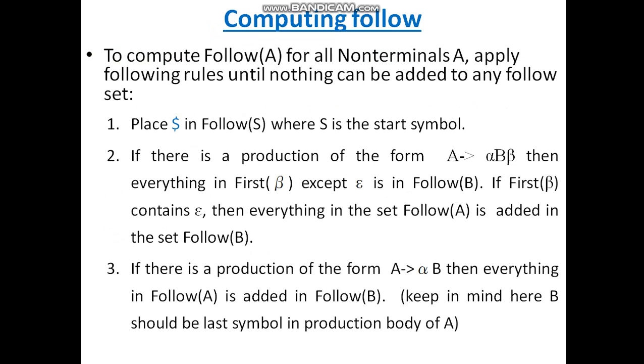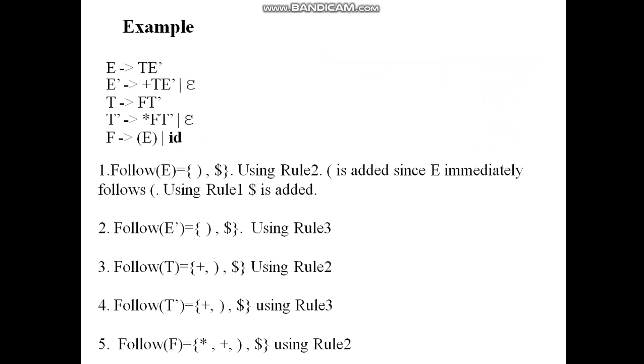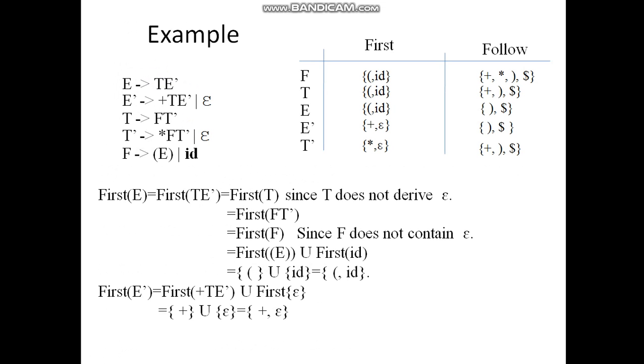In the previous lecture we have seen the procedure for finding the first and follow sets. We are discussing the example of finding the first and follow set information of the non-terminals in the given context-free grammar. We have already seen the procedure for finding the first set information. According to that procedure we have calculated the first of all the non-terminals in the given context-free grammar. Here you can see the first set of all the non-terminals.